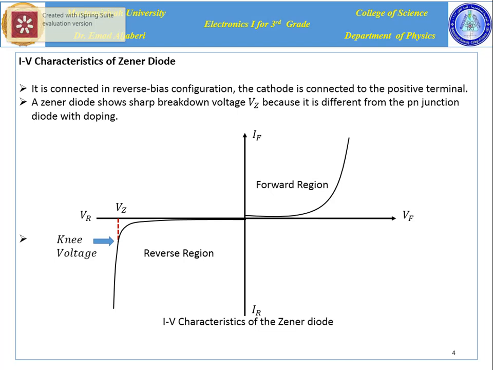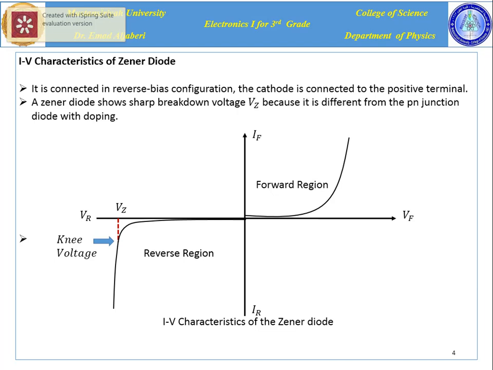IV characteristics of Zener diode. We have already known that the Zener diode should be connected in the reverse bias configuration. That means the cathode should be connected to the positive terminal of unregulated power supply. The typical behavior of IV characteristic of Zener diode is shown in this figure.